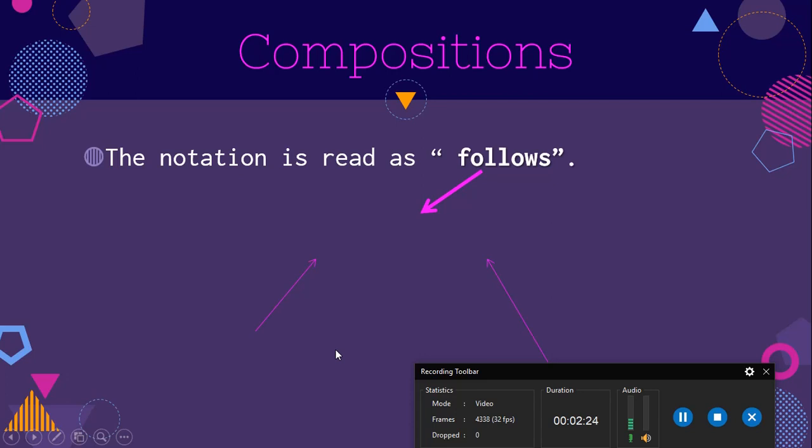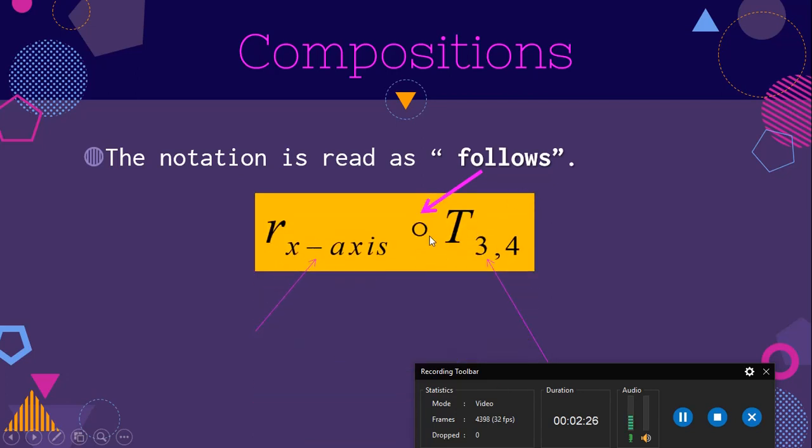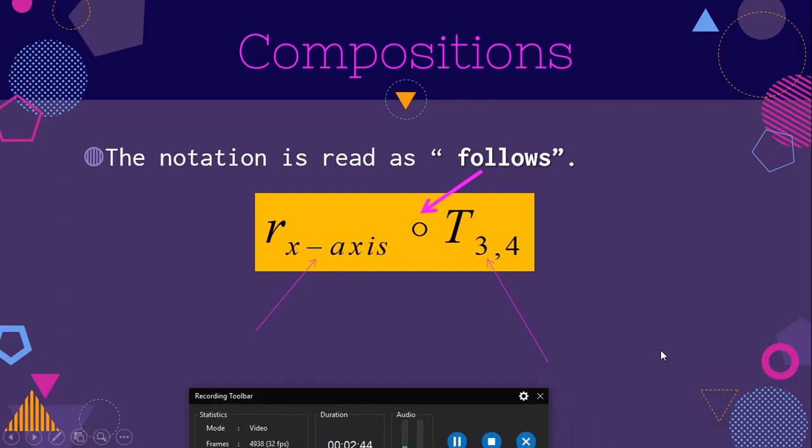So we have a new notation to read. This open circle uses the word follows. So we have a reflection in the x-axis follows a translation of 3 to the right, 4 up. Because the R, or the reflection, follows the translation, it actually comes second. So in this type of notation, we're going to start on the right and read backward. So we're going to do the translation first and the reflection second.